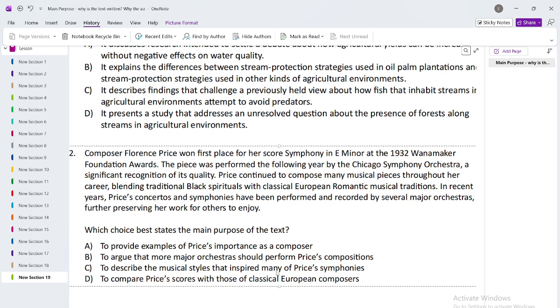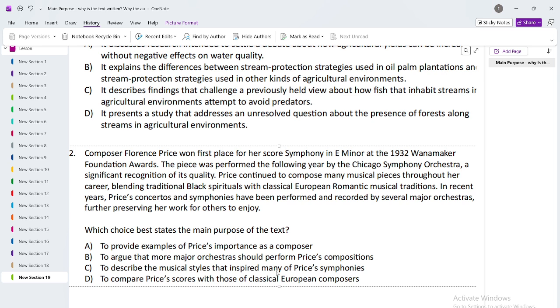We are given some really, really good pieces by this woman, right? So we could argue that the purpose of this text is to provide examples of the woman's importance as a composer: how important she was, what she made, what her pieces were, and so on and so on. All right. So this is a really good answer that is most likely the correct answer. So that is the answer we need to choose.